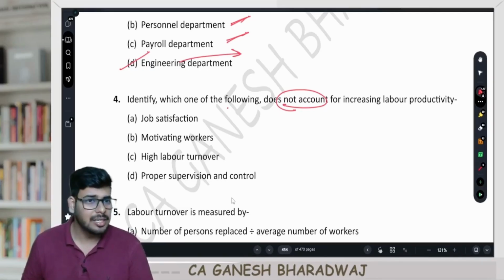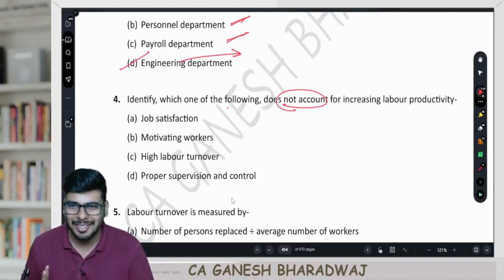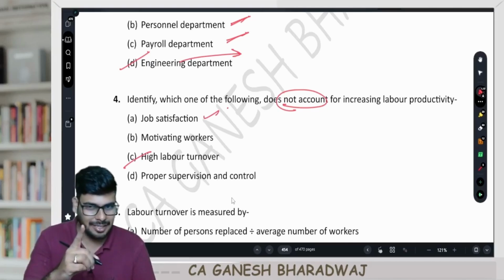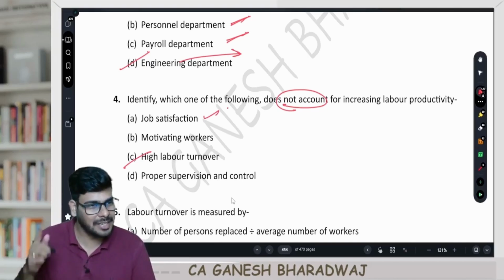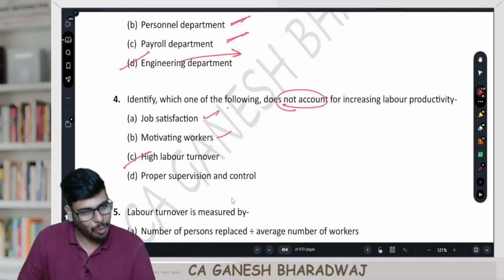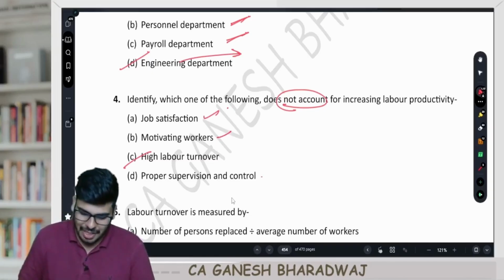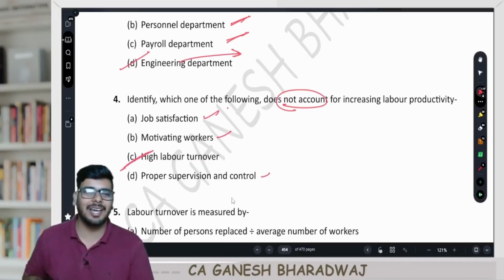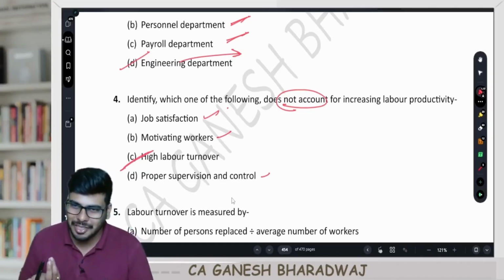High labor turnover. What are you thinking? Yes, high labor turnover, no? Job satisfaction increases productivity, motivating workers increases productivity. Supervision and control also increase it. The only odd one out is high labor turnover, right?